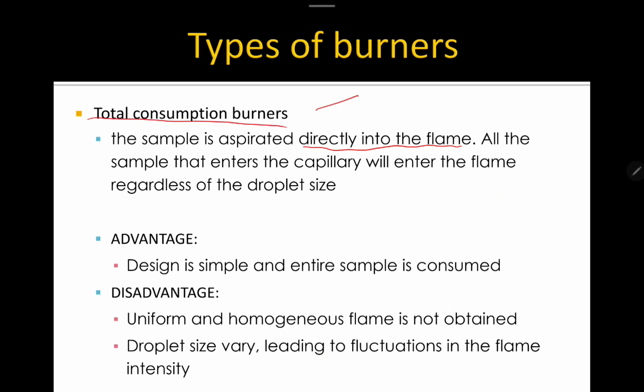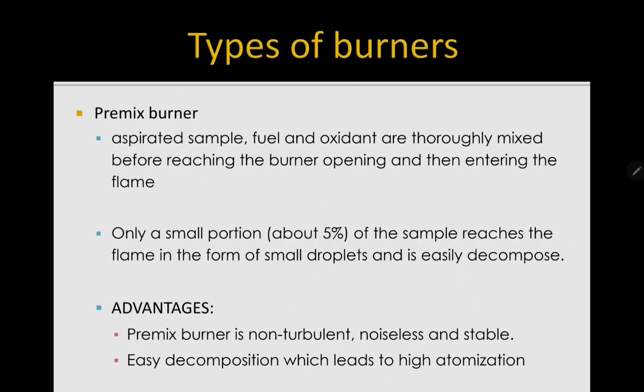Okay, so remember, when using total consumption burners, the entire sample is consumed. Okay, so wala yung mabibili na specimen sample. Yung nilagay mo dyan, maubos talaga siya. We also have yung tinatawag natin na pre-mix burner. Aspirated sample, fuel, and oxidant are thoroughly mixed before reaching the burner opening and then entering the flame. So here, remember that again, the entire sample is not consumed because you are going to aspirate the sample that you need together with the fuel, then the oxidants, di ba? Mix sila, then before sila ipasok sa apoy. Only a small portion, about 5% of the sample reaches the flame in the form of small droplets and is easily decomposed. So, ibig sabihin, unlike your total consumption burners na maubos talaga lahat, dito, only small portion lang ng sample niyo ang magamit.